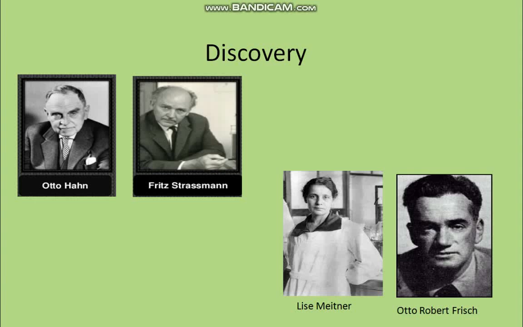Lise Meitner, together with her fellow physicist Otto Robert Frisch, showed how fission really worked. In fact, nuclear fission was theoretically explained by Lise Meitner and Otto Robert Frisch. For his discovery of nuclear fission, Otto Hahn was awarded the Nobel Prize in 1944.